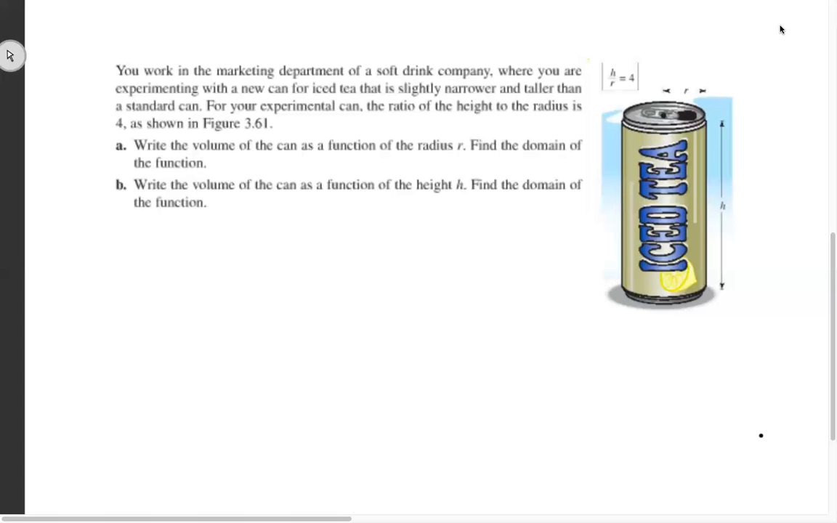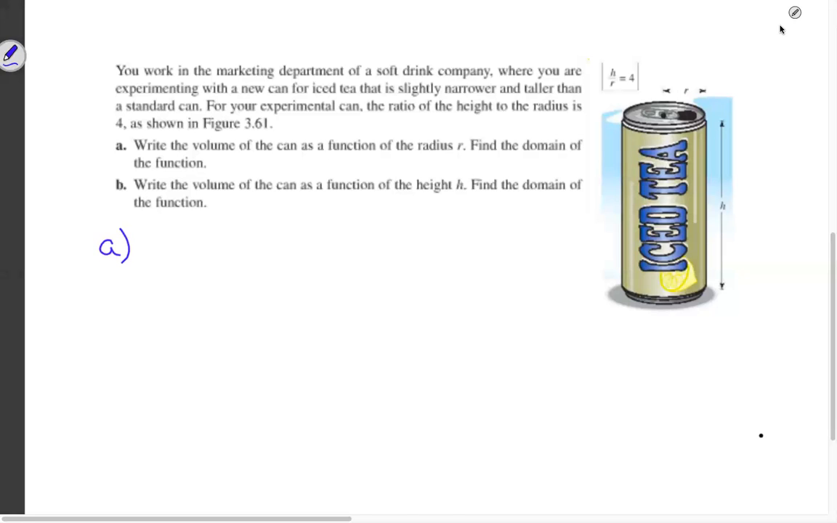But then somebody's job is to think of how can I fit more of my product on the shelf? Because I pay for shelf space. So they come up with these cans that are narrow, like Red Bulls, right? Do you ever notice a Red Bull holds just as much as a Coke can, but it's thinner and taller? Same thing. So here, write a volume function for the can.